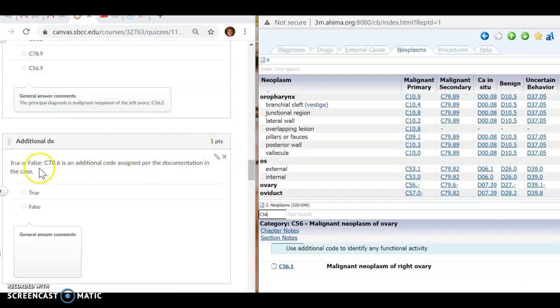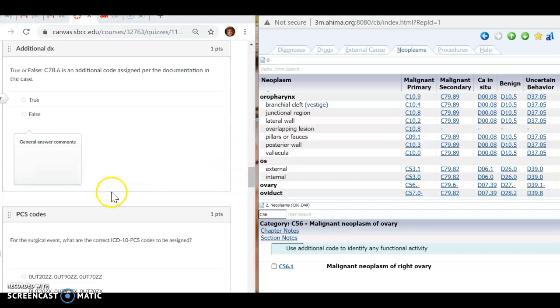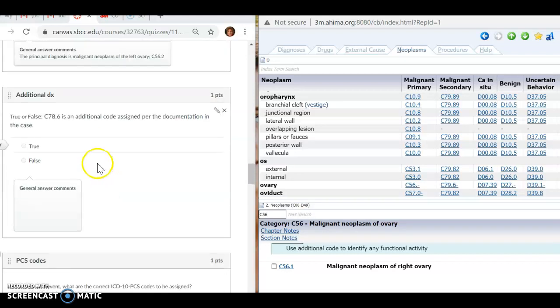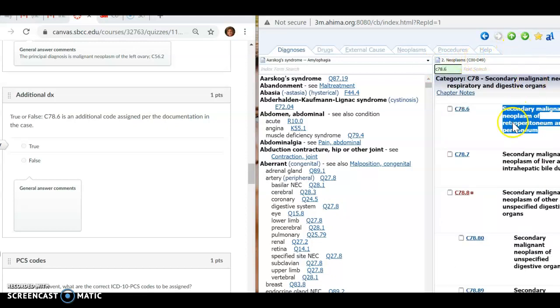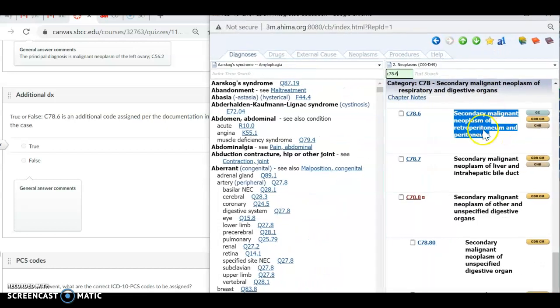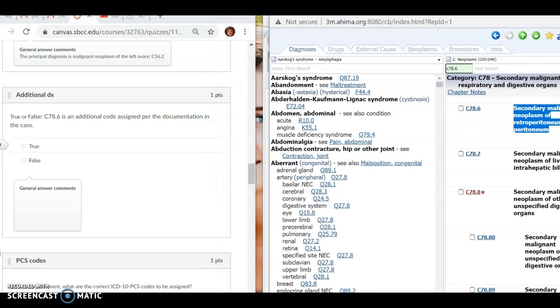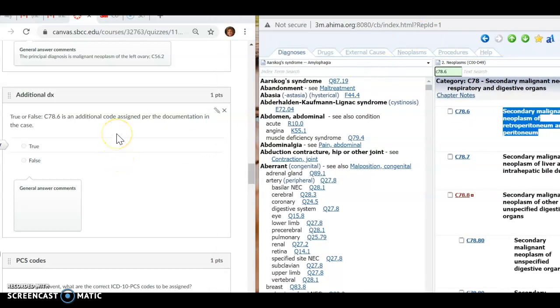Okay, so then here, true or false. C78.6 is an additional code assigned per the documentation in the case. Okay, so with this, the correct answer is true. So let's just go ahead and type in C78.6. This is going to be malignant neoplasm of the retroperitoneum. So that is our secondary diagnosis.